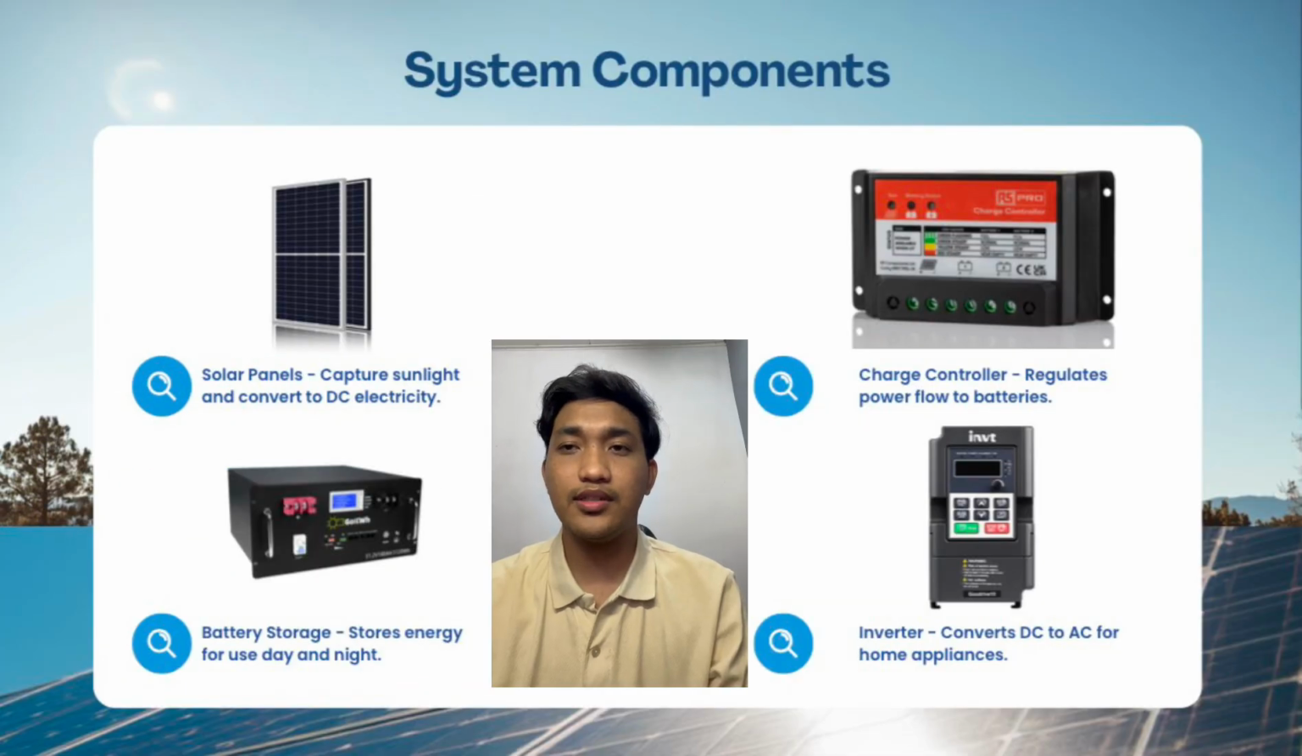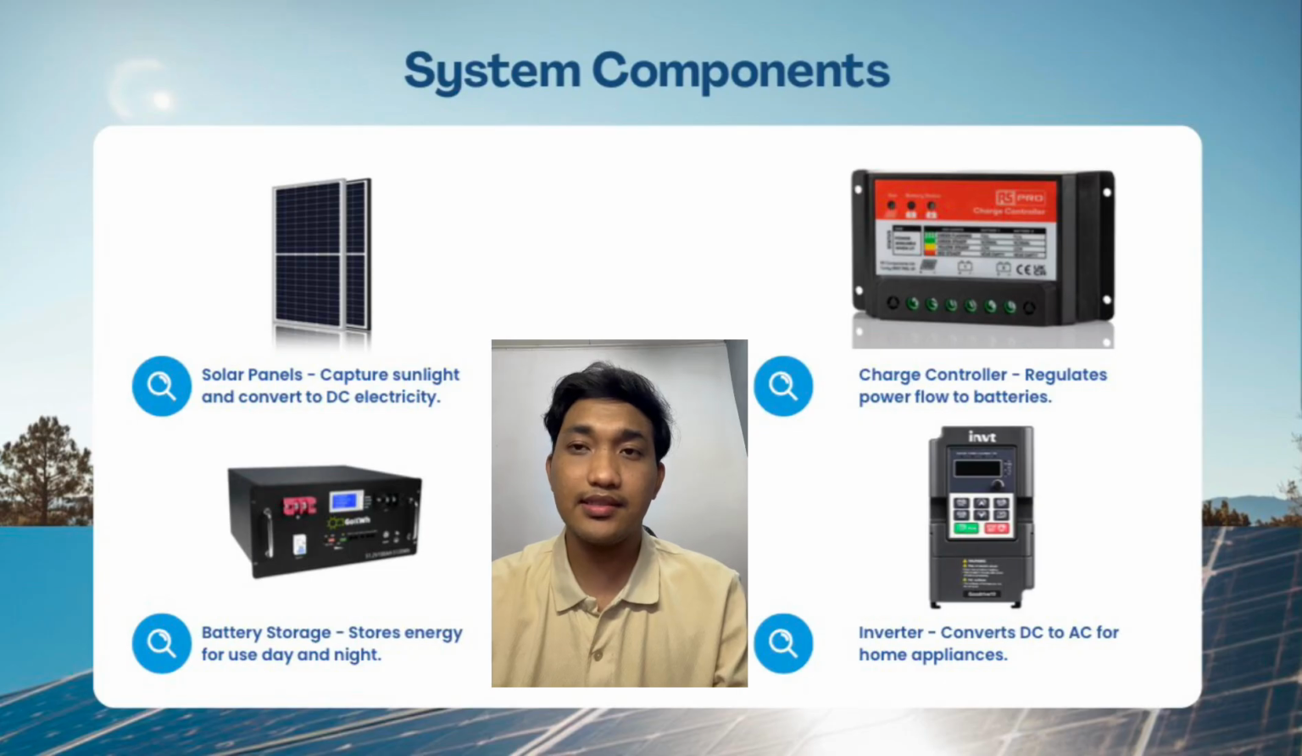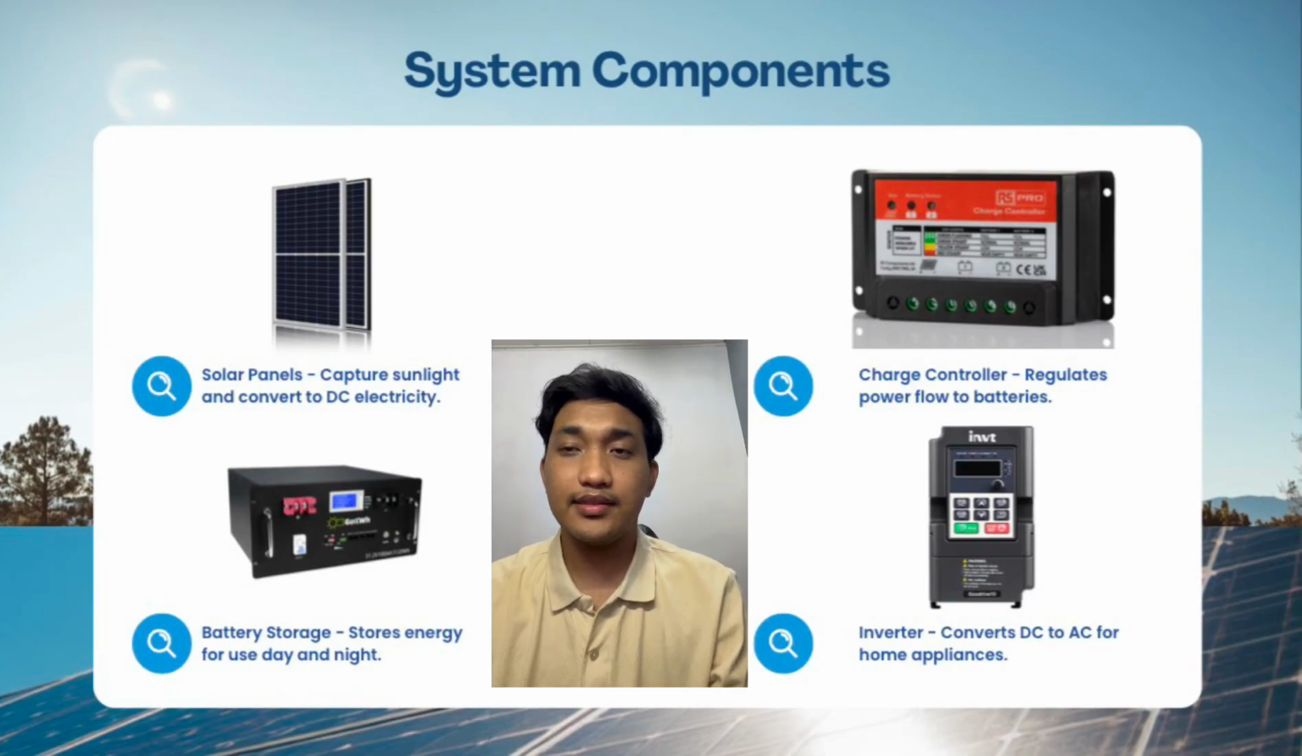For system components, we have four main system components. Firstly, solar panels to capture sunlight and convert it to DC electricity. Second, battery storage to store energy for use day and night. Third, charge controller to regulate power flow to batteries. And lastly, inverter converts DC to AC for home appliances.